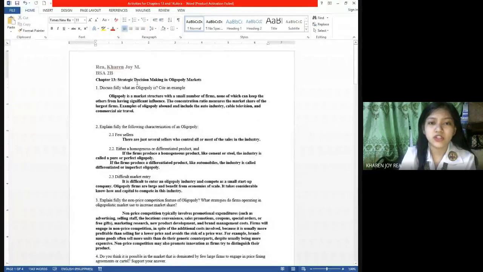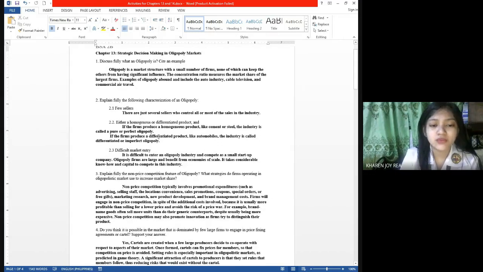So first, for chapter 13, discuss fully what an oligopoly is. Cite an example. An oligopoly is a market structure with a small number of firms, none of which can keep the others from having significant influence. The concentration ratio measures the market share of the large firms. Examples of oligopoly abound and include the auto industry, cable television, and commercial air travel.